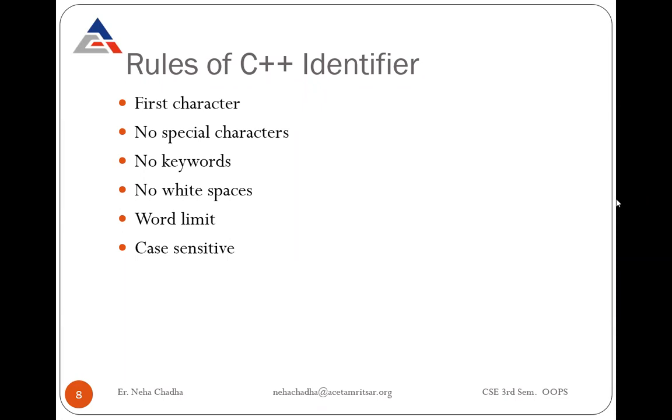Then no keywords can be used as an identifier. Let's say you want to calculate the area of a circle. You will use int while. While is a keyword in C++. You cannot use while as a variable. This is the rule of identifiers, that you cannot use a keyword as a variable name, or you can't use a keyword as the name while saving the program.